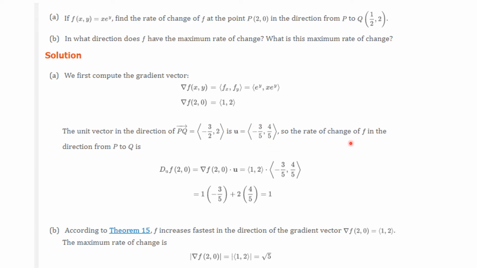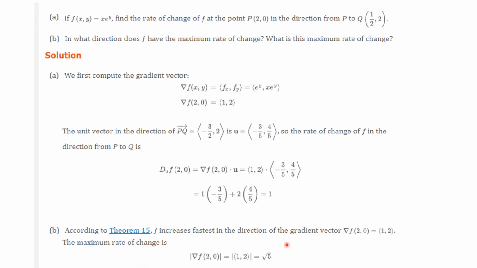So the rate of change then is the dot product of the two: the gradient evaluated at that point, not times, but dot product with this unit vector. I do the calculation, I get 1. And so that tells us that the rate of change in that direction at that point is 1.